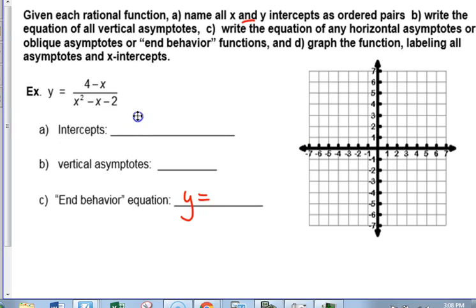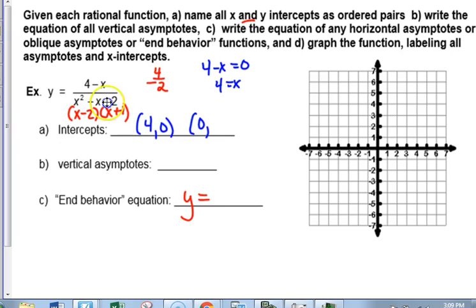Okay, back up. Intercepts. Anybody? If I put in a 4, the numerator will be 0. Everybody okay? Do you need me to write it up here? 4 minus x equals 0 means 4 equals x, right? Okay. What's the other one? When you put in a 0. Oh, we didn't factor yet. But the other intercept is when you put a 0 in for x, what will we get? 4 over negative 2, yes? 4 minus 0 over 0 minus 0 minus 2 would be 4 over negative 2, which is negative 2.